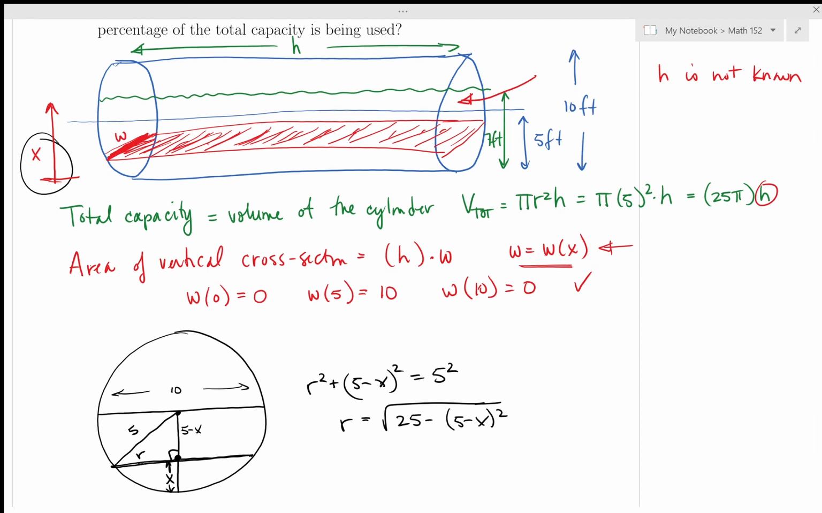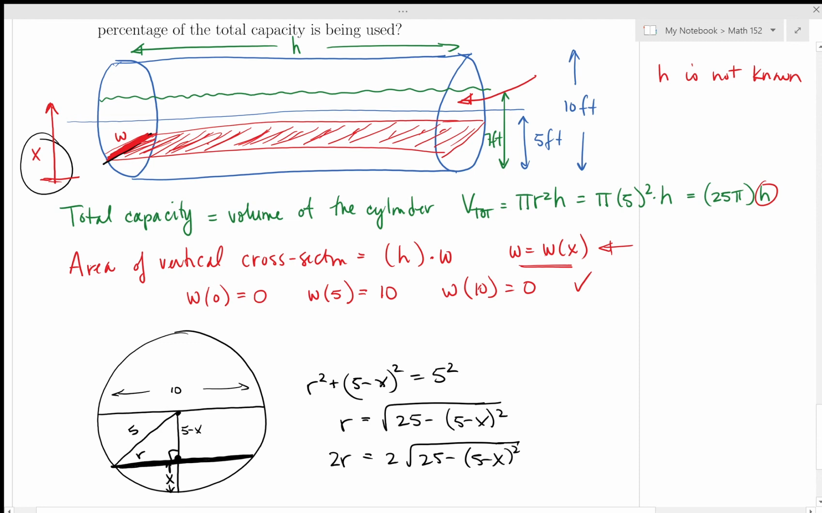And that width I'm trying to calculate is 2 times R. 2 times R, that is right here, which is the width of that rectangle. That is this width right here. So 2 times R is 2 times the square root of 25 minus (5 minus x) squared.